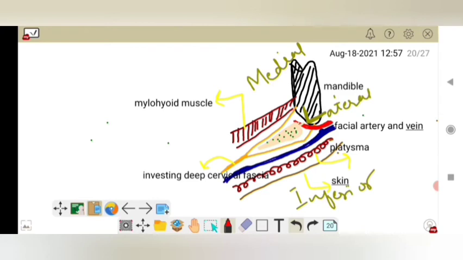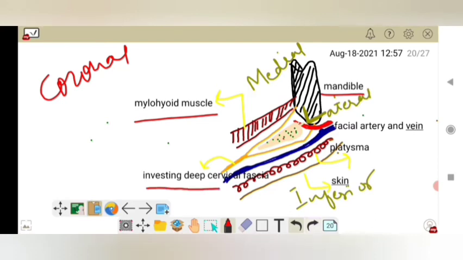Among the three surfaces, investing layer of deep cervical fascia splits into two layers to cover the inferior and medial surface of the gland. This is coronal section of superficial part. In coronal section, if we see, this is mylohyoid muscle, mandible. This is submandibular gland. This is gland. Investing layer of deep cervical fascia.